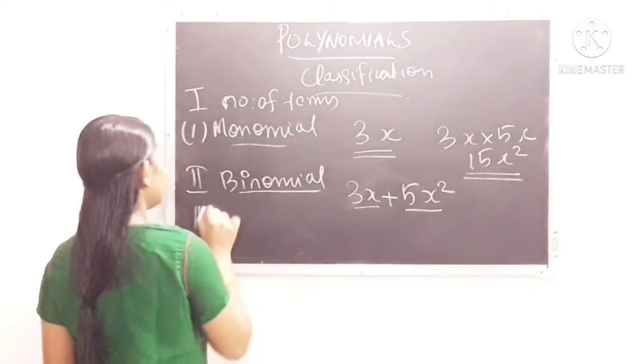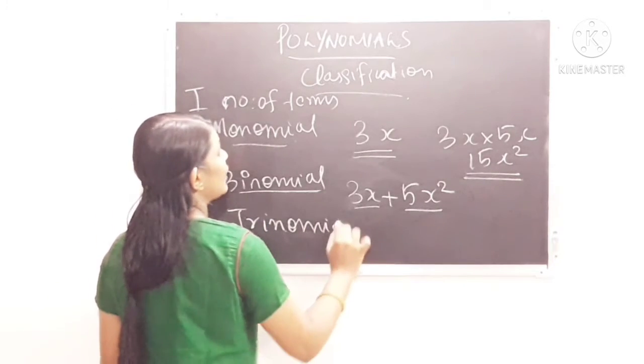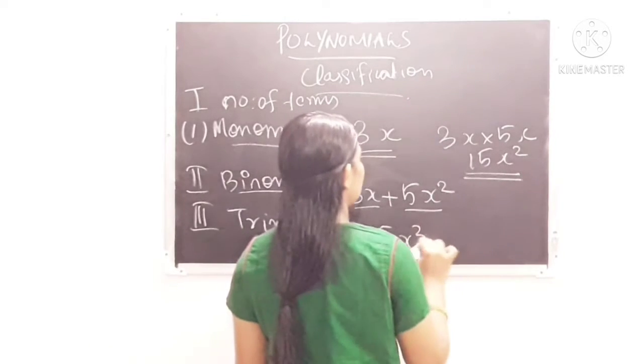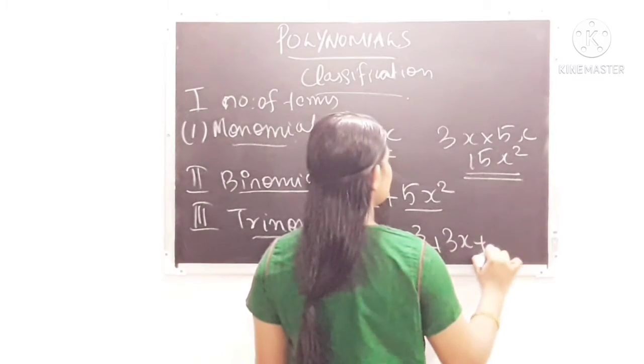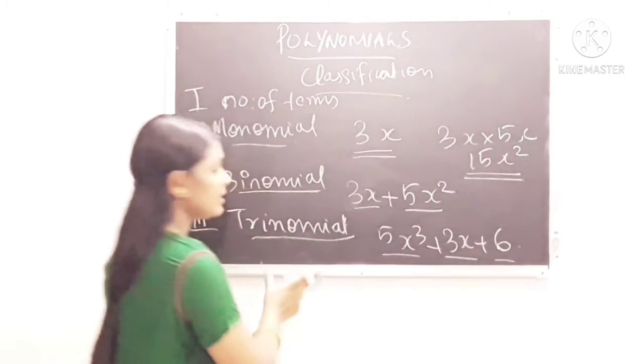Okay. And the third one is trinomial. Trinomial consists of three terms. For example, 5x cube plus 3x plus 6. It consists of three terms, therefore it is included under trinomial.